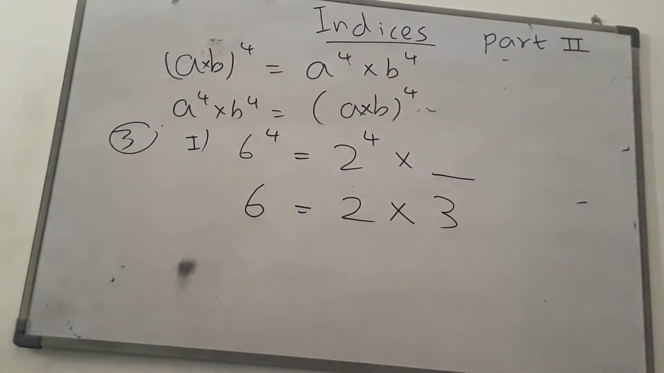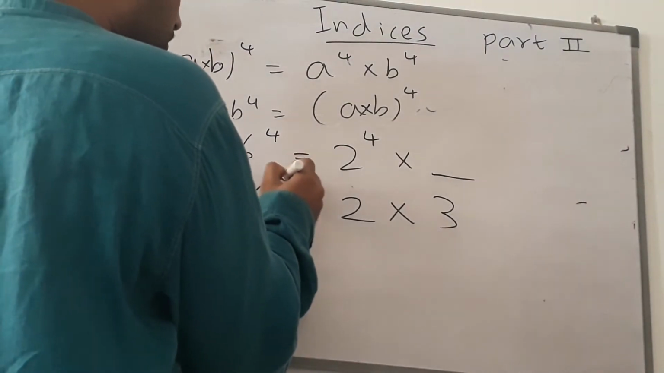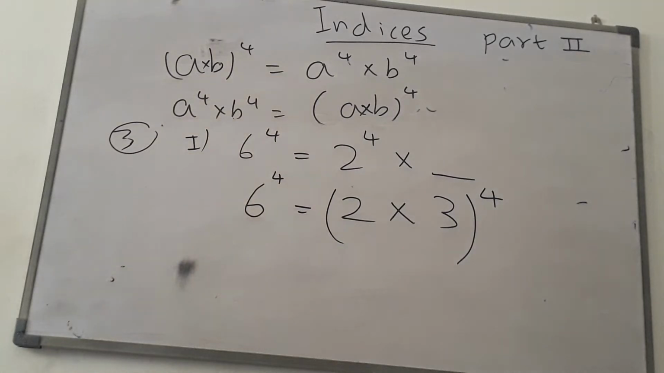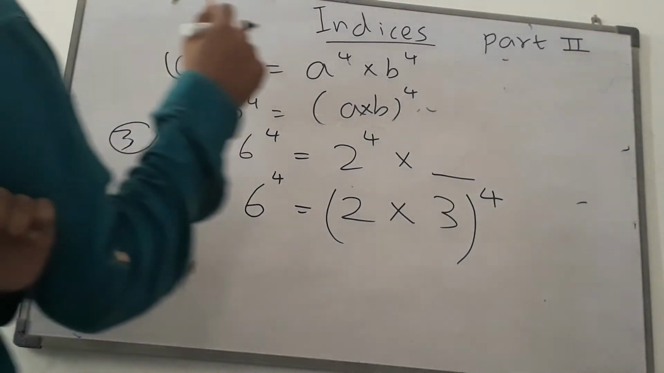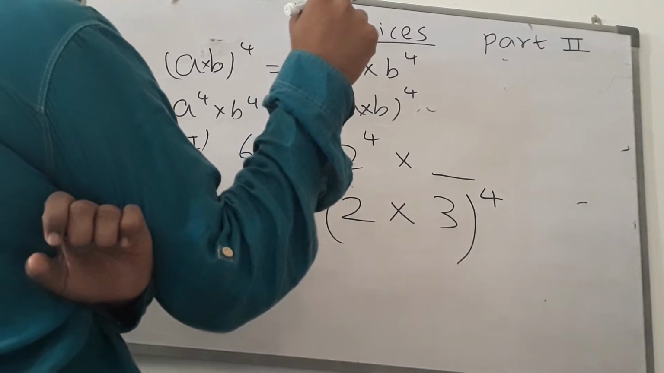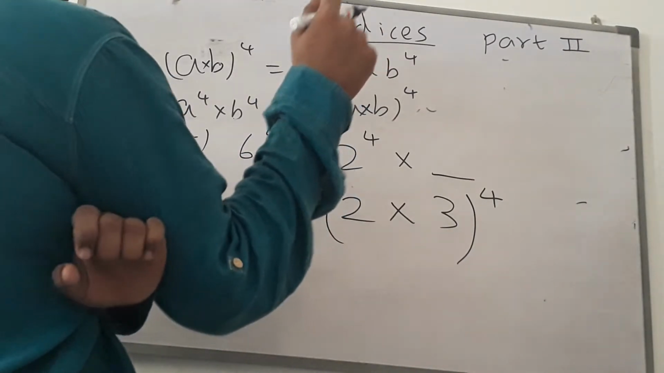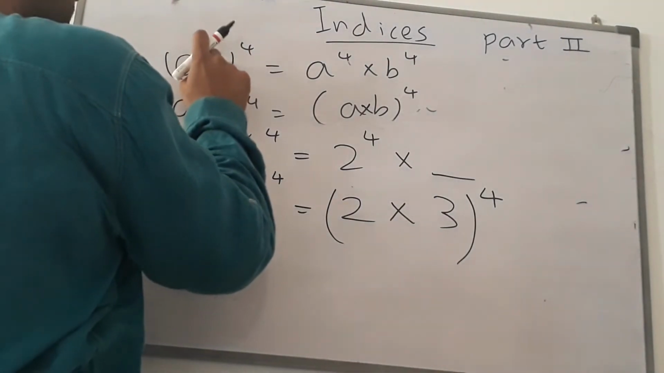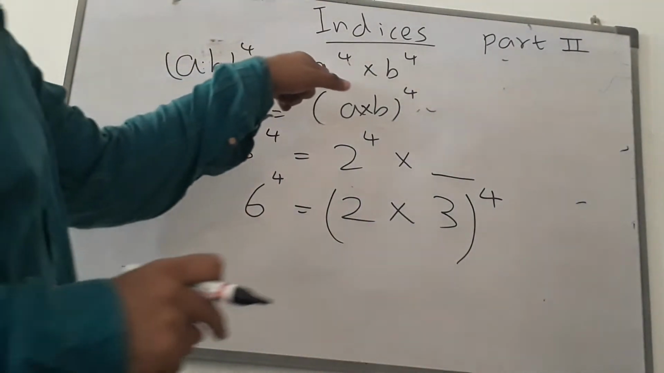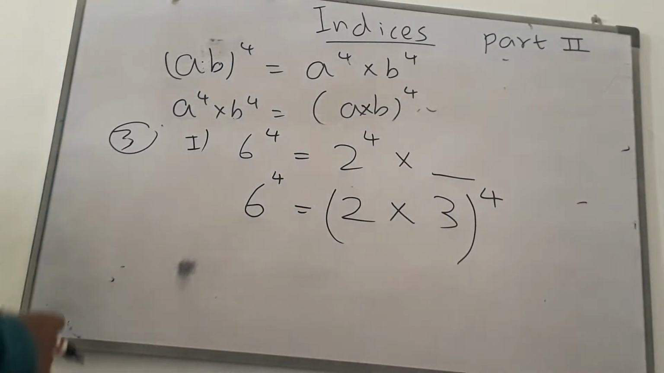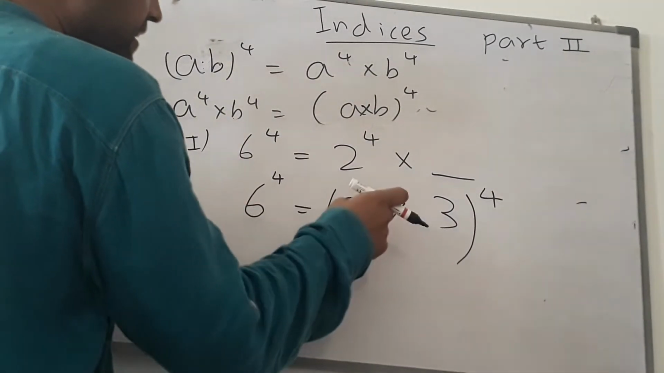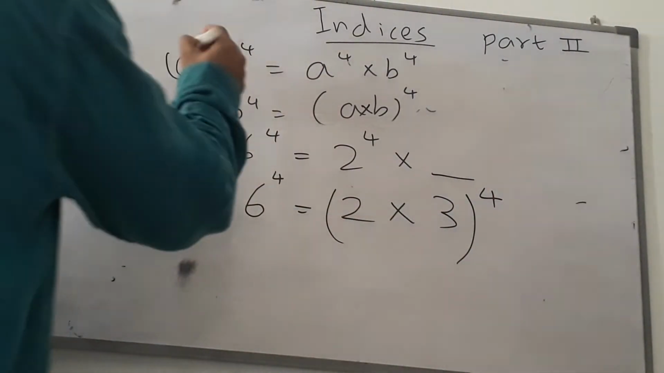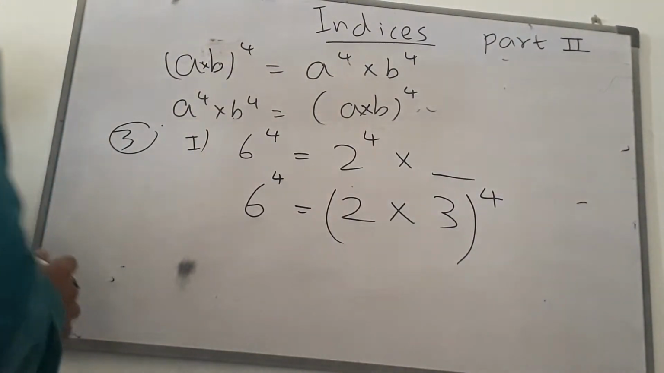So 6 can be written like 2 times 3, so 6 to the power 4 can be written like 2 times 3 all together to the power 4. Okay, same as here, for an example, ab to the power 4 can be written like a to the power 4 times b to the power 4. Same as 6 to the power 4 can be written like 2 times 3 to the power 4.